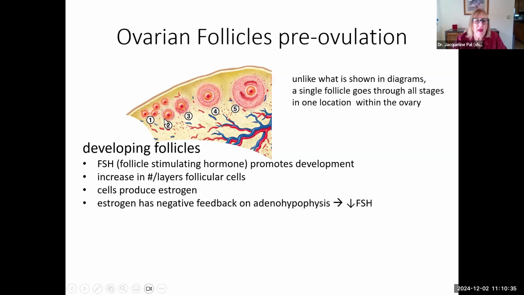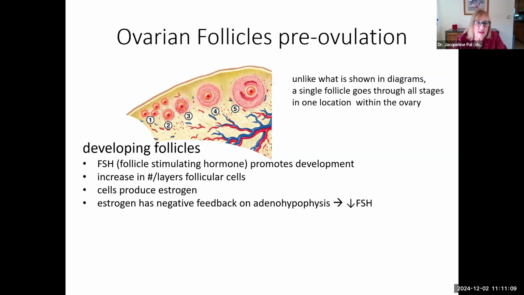And so as the follicular cells increase in size, they are going to start producing estrogen. And as the estrogen levels increase, that's going to have a negative feedback on the anterior pituitary, and that's going to be dropping your FSH level. So you need the FSH to start this process. And then after that, the follicular cells kind of take it over on their own because they have receptors of their own.